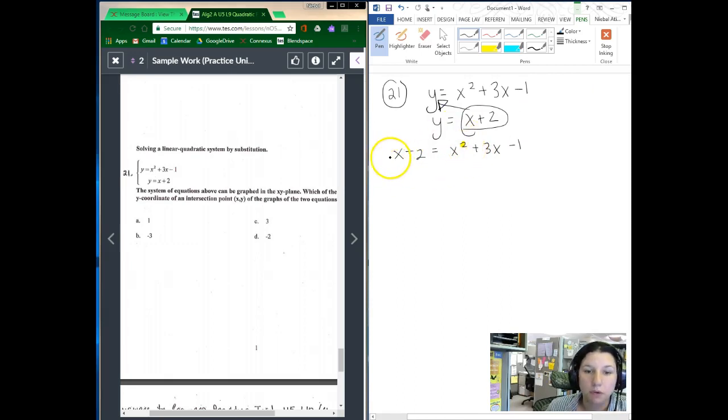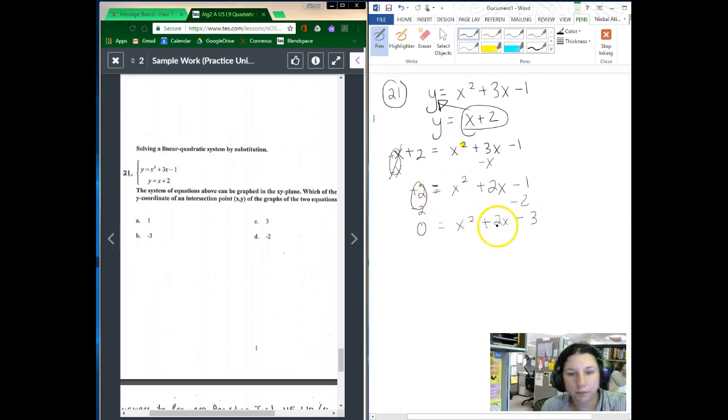So how can we make this equal to 0? Well, there's a positive x. If I subtract x on both sides, x minus x is 0, and 0 plus 2 is 2. 3x minus x is 2x. And this is a positive 2. If I subtract 2, that'll give me 0. That's what I wanted. And we need to minus 2 both sides so that we can say this is equal. If you don't do it on both sides, it's not equal anymore. Now we have 0 equals x squared plus 2x minus 3.